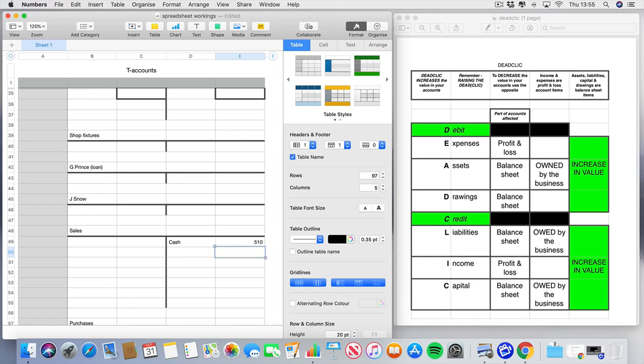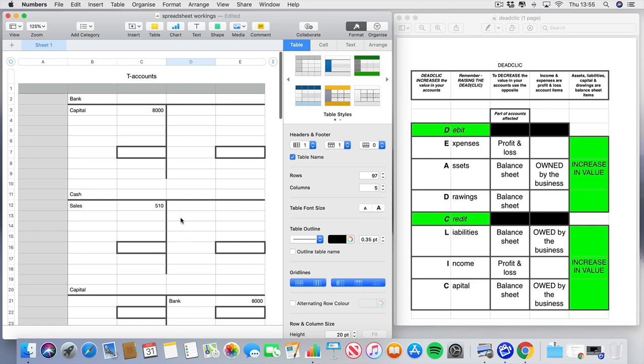Okay. Our next transaction, we've got paid wages in cash for 110. So we'll go back to the start. Now we're paying out cash wages of £110. So cash is an asset, as we know, because we own it. But this time we are decreasing the value of cash. Now, if you remember, dead click increases the value, so if we increase the value of an asset, it's a debit. So we're now decreasing the value of an asset, so it's a credit. So wages we're going to put in there for £110.